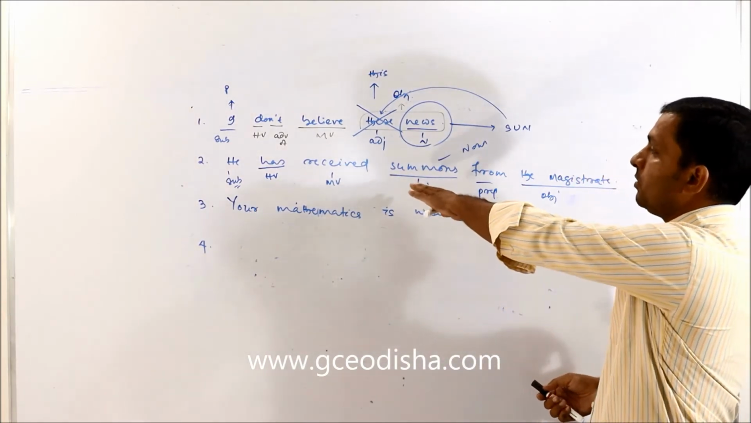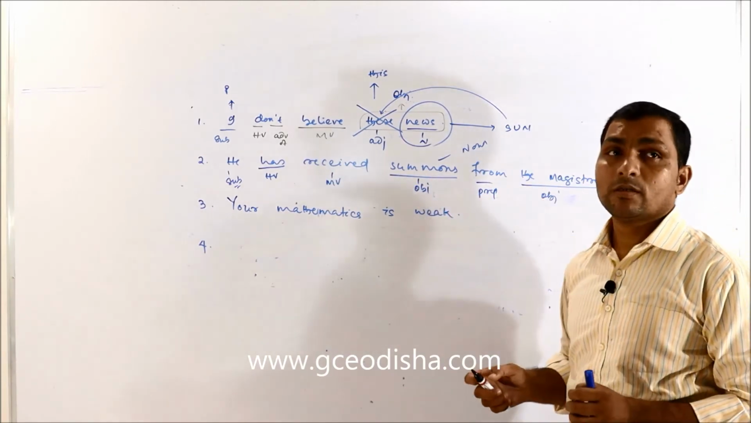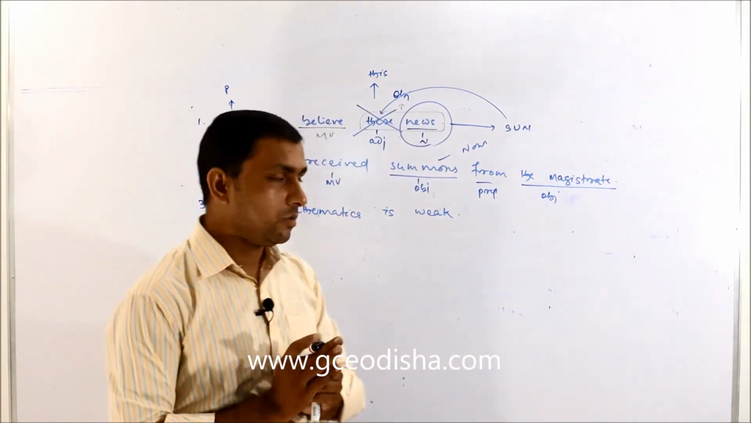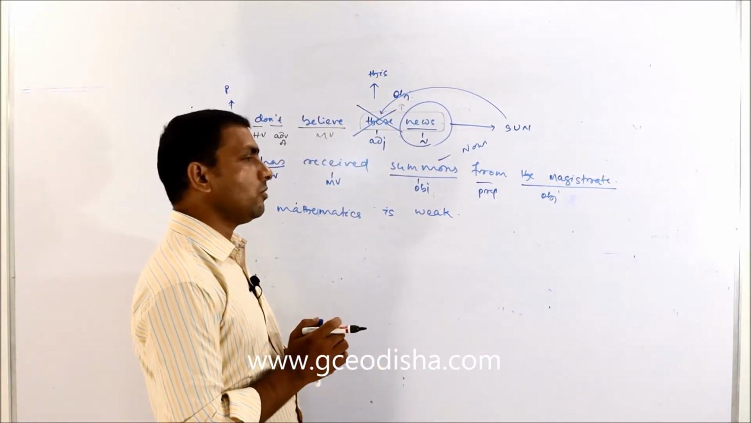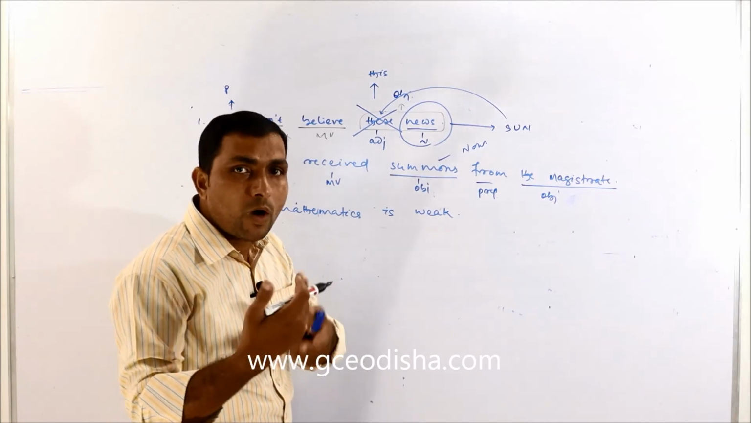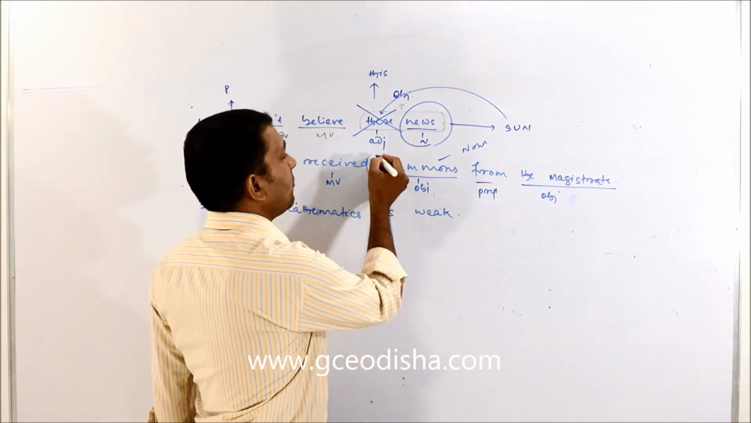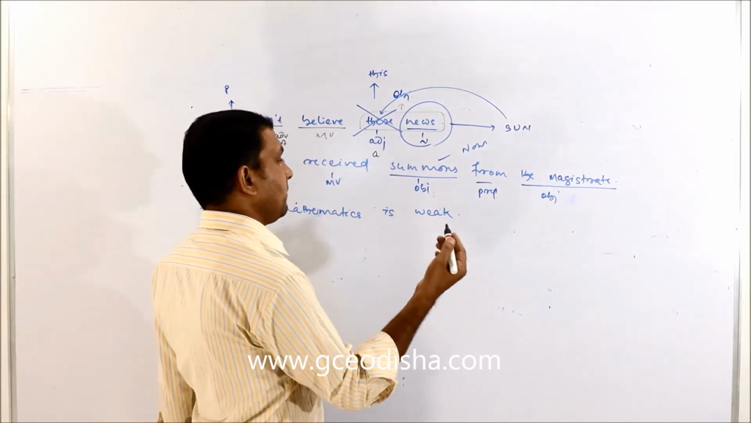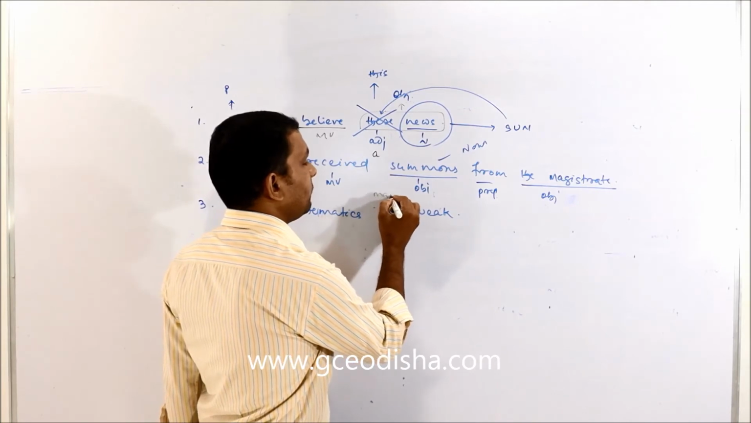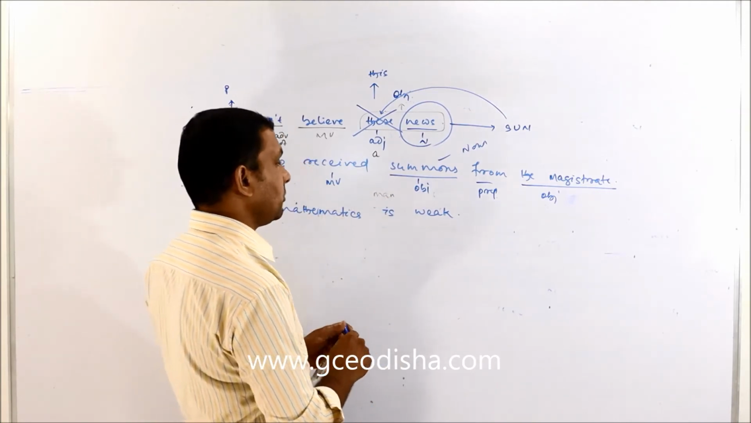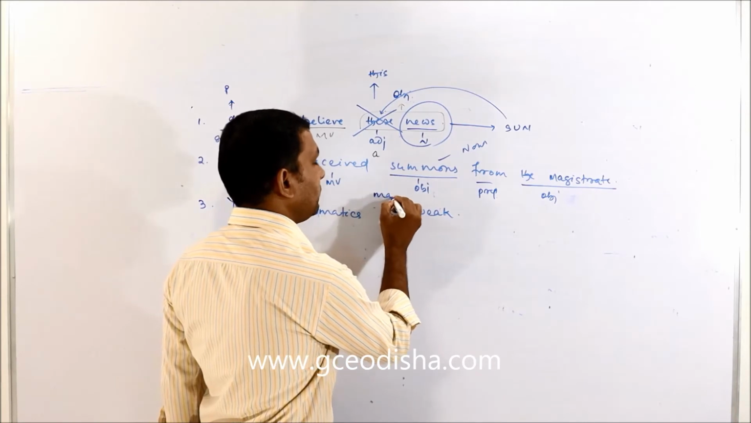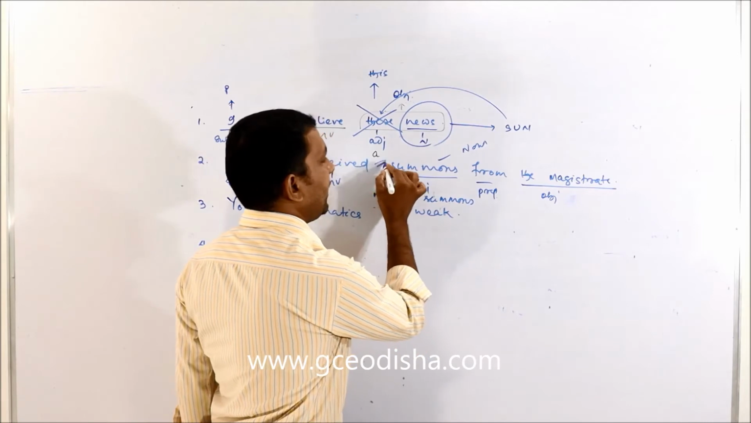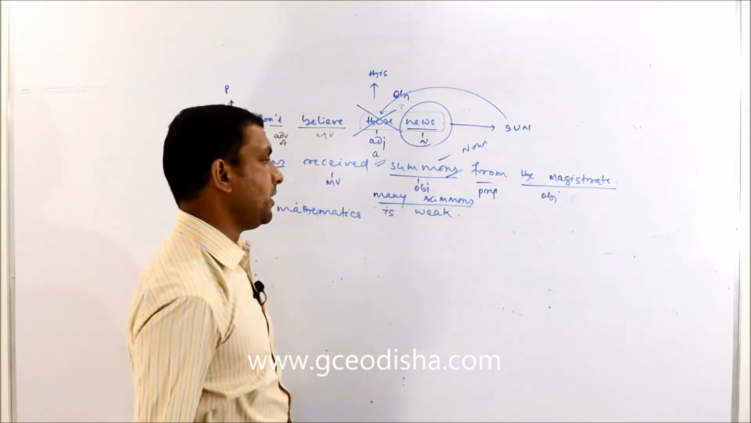So the problem is what? Where is the summon? Summon is a singular countable noun. So if he has received one summon, then we have to write what? A summons. If it was written many, then we should make it plural. That means we have to write many summons. So a summons, and here many summons.